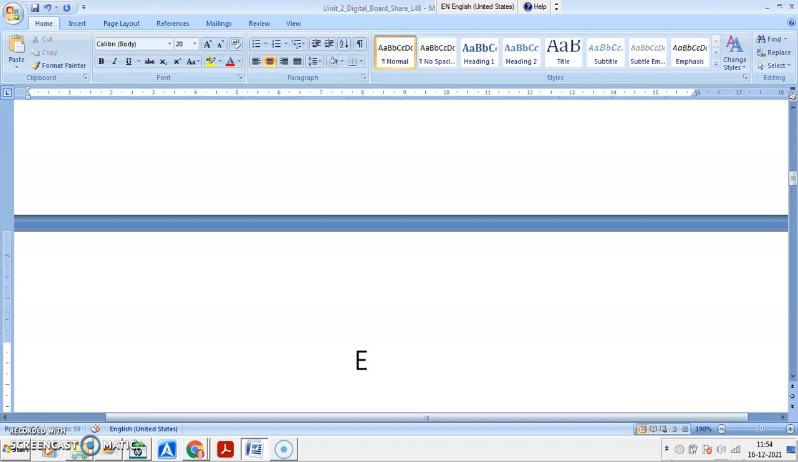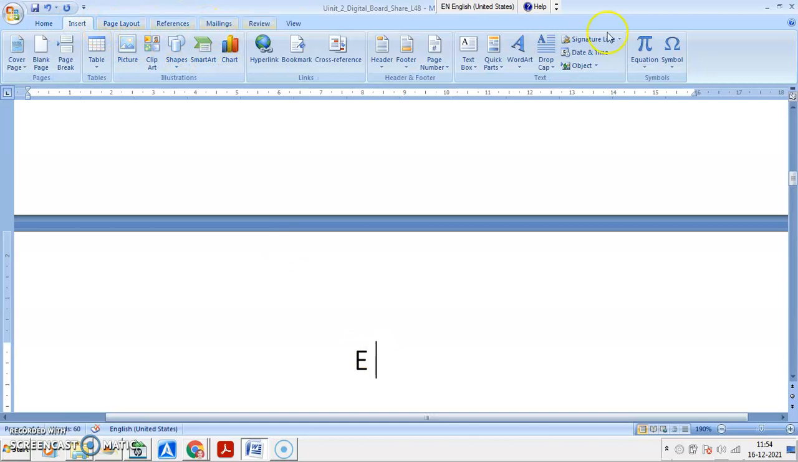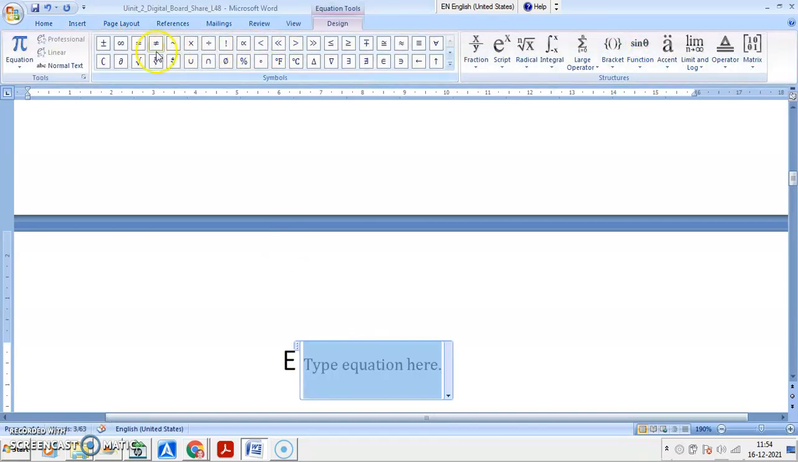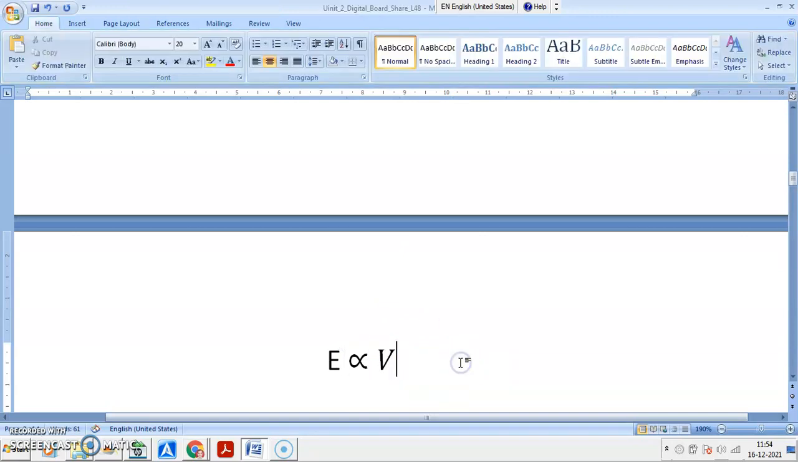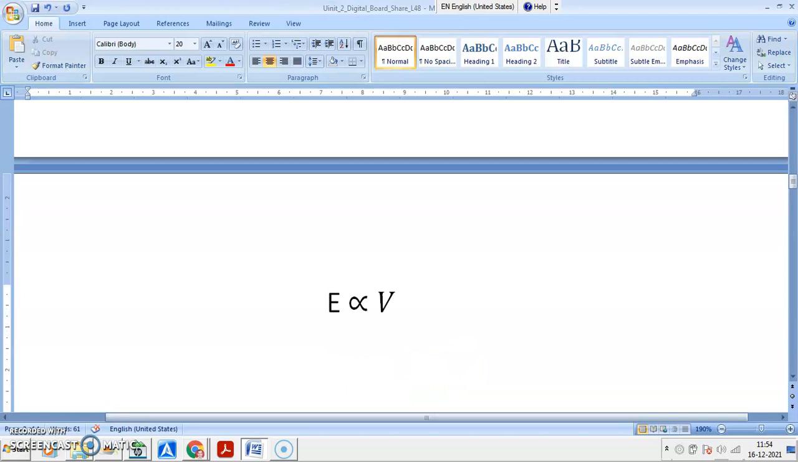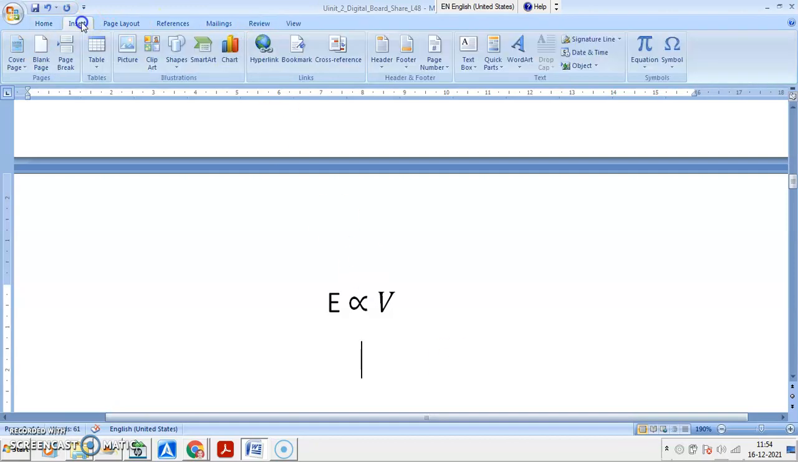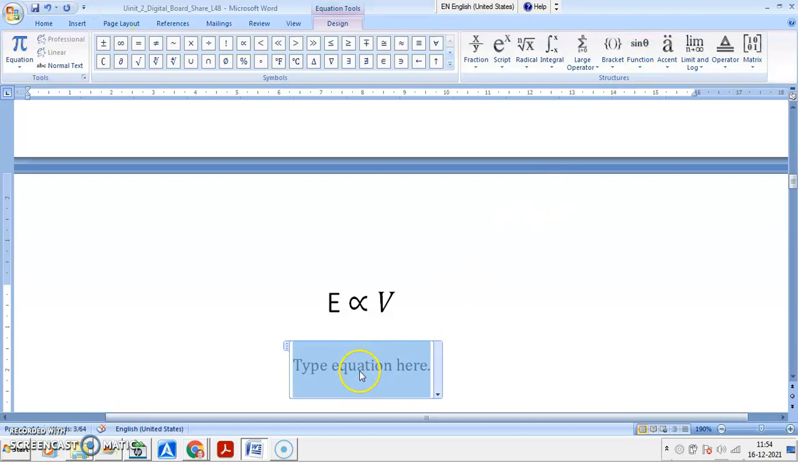So EMF induced E is proportional to voltage applied, and therefore you can see that starting torque is proportional to voltage, because you are having this equation.